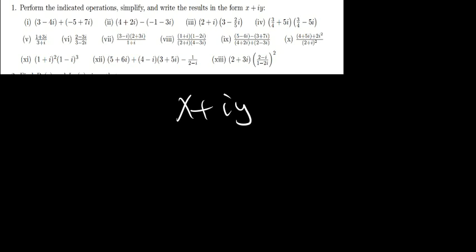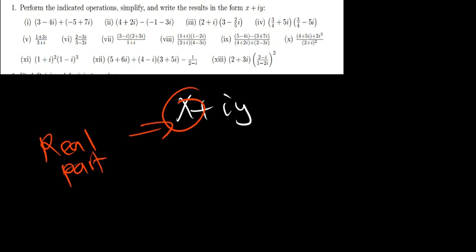Okay, so any expression which you are going to have which is in the form of x plus iy, sometimes it can be yi, is what we call a complex number. So a complex number has got two parts. The part which doesn't have i is what we call the real part. The part which has got an i is what we call the imaginary part.